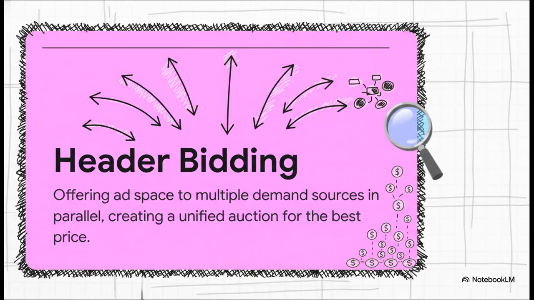This is where header bidding comes in and just completely flips the model on its head. Instead of that one-by-one sequence, it creates this big, unified auction where all your partners get to bid at the exact same time. This parallel competition forces everyone to put their best price forward. And guess what that does? It naturally drives up your revenue.